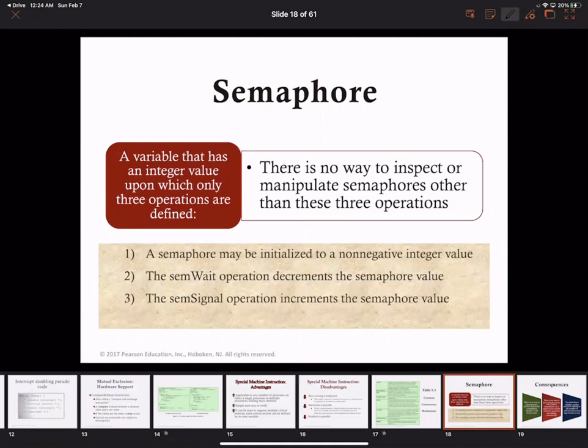The fundamental principle is as follows. Two or more processes can cooperate by means of simple signals, such that a process can be forced to stop at a specific place until it has received a specific signal. Any complex coordination requirement can be satisfied by the appropriate structure of signals. For signals, special variables called semaphores are used.